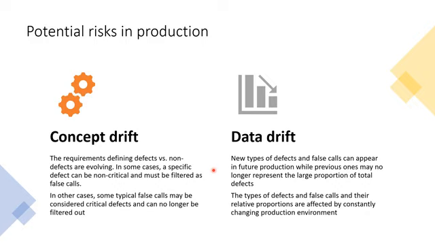And then there's data drift. Data drift relates to ratios between critical defects and non-critical defects or false calls that are constantly changing because of different conditions in production, and this affects the data. So we have two types of risks present here, and we have to deal with that.